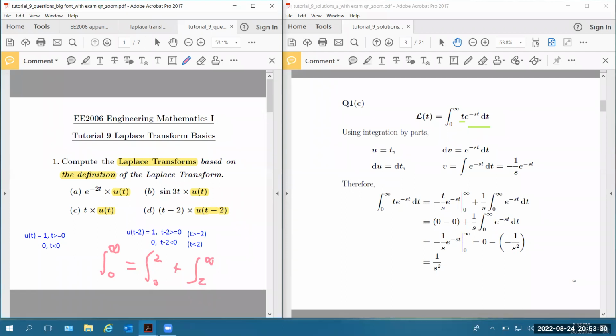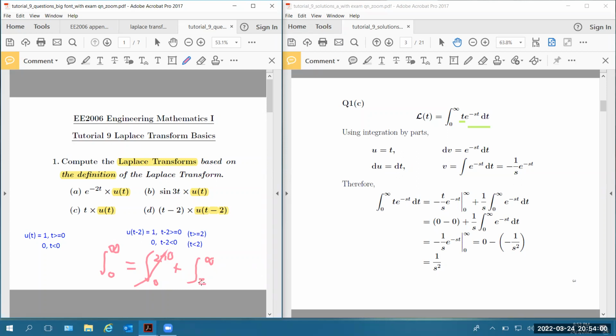Over this part, 0 to 2, your t is from 0 to 2. What's the meaning? That means your u(t minus 2) is what? t less than 2, so it's 0. So here, your integrand will be 0, because 0 times anything is also 0. As long as you have this term 0, your whole integrand becomes 0. So you are integrating 0, and you won't get anything here.